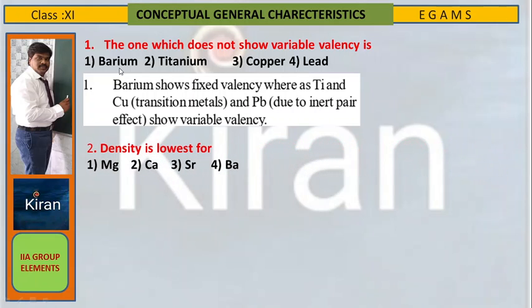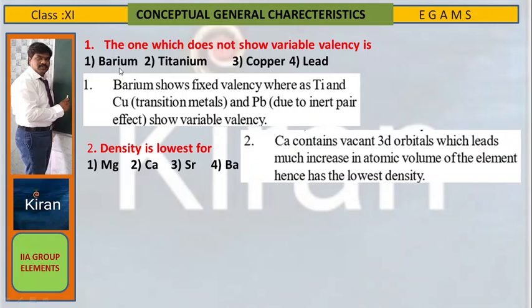Second question, density is the lowest for which among the following? Which of the following has lower density? Magnesium, calcium, strontium and barium. Here calcium is the least dense element among these. Calcium contains vacant 3d orbitals, which leads to a large increase in atomic volume of the element, hence it has the lowest density. Calcium is having more vacant d orbitals. How is it having more vacant d orbitals?